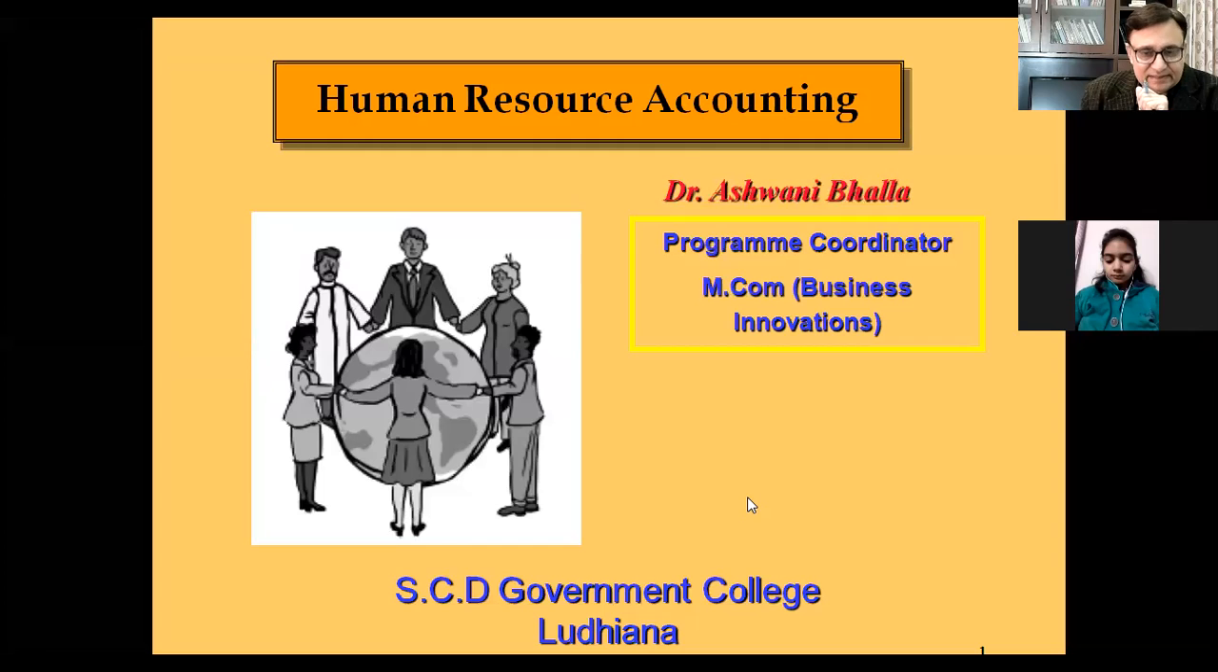Some are presenting it in the form of accumulated expenditure incurred on human resources on the asset side. So all these things are there, but apart from that, what the various authors have done is what we are going to discuss today, in continuation of the earlier model which we have already discussed.